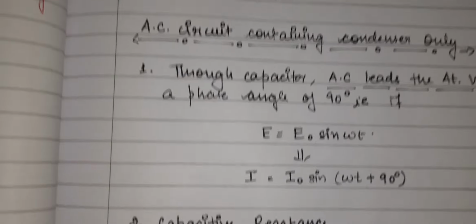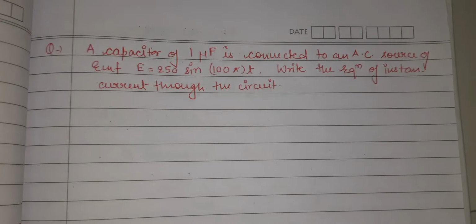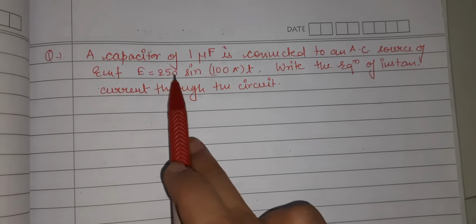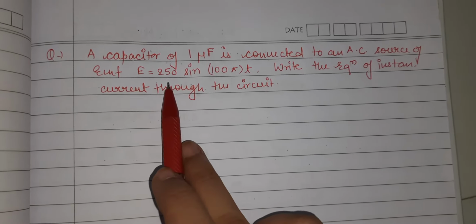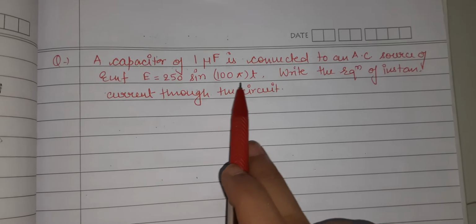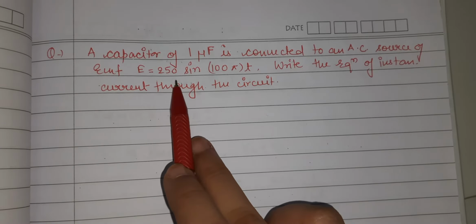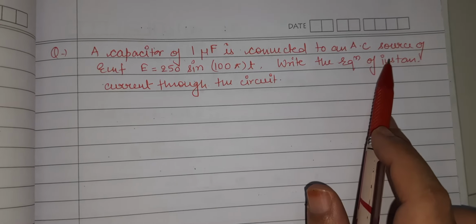Now we will solve some questions based on these formulas. Question number 1 is based on the pure capacitor formula. A capacitor of 1 microfarad is connected to an AC source of EMF E equals 250 sin 100 pi t, where 100 pi is omega and 250 is E naught, the EMF peak value. Write the equation of the instantaneous current through the circuit.